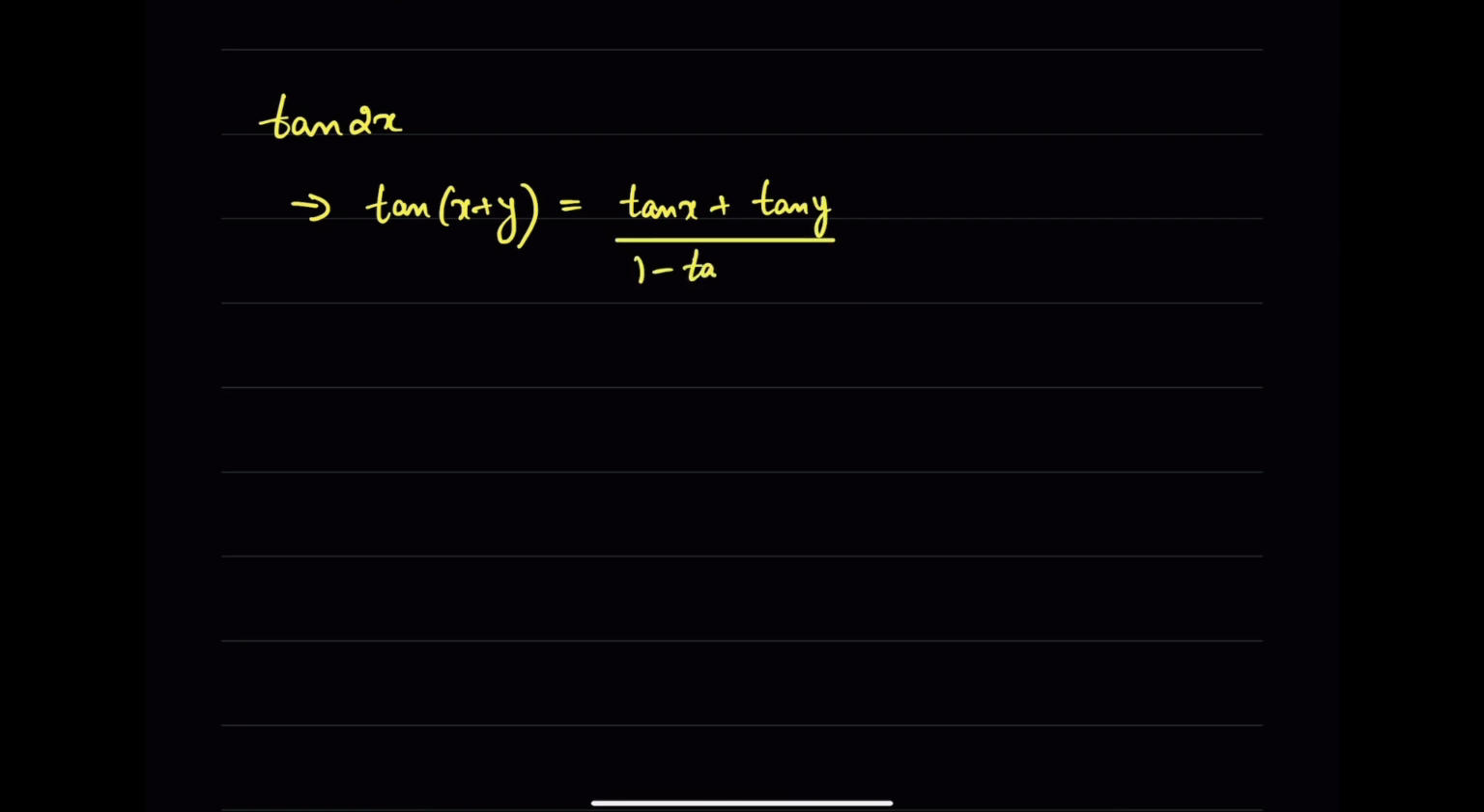Now let's move forward and try to find tan of 2x. The formula we know is tan of x plus y is equal to tan x plus tan y, divided by 1 minus tan x tan y. Now here we are going to apply x is equal to y. So this will be tan 2x is equal to 2 tan x by 1 minus tan square x.